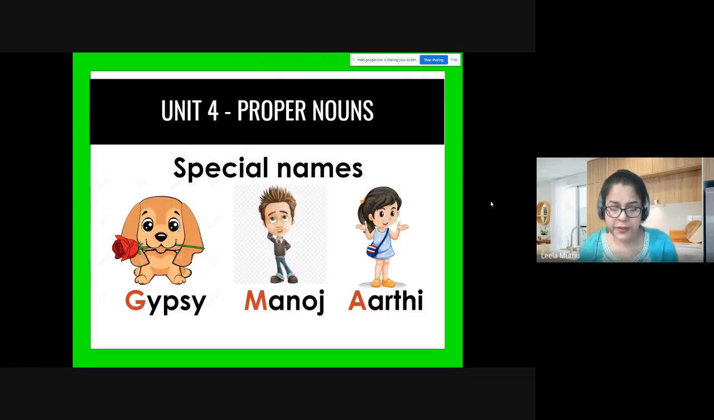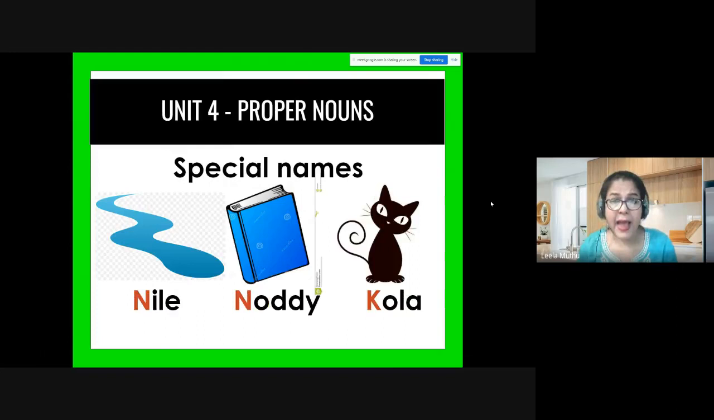Okay, so I've given the puppy the name Gypsy, which happens to be my dog's name. Then Manoj, I've given this name to the boy. Aarti, I've given this name to the girl. And Nile to the river. Noddy, okay, it's for really small children.